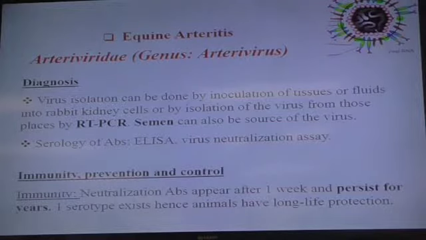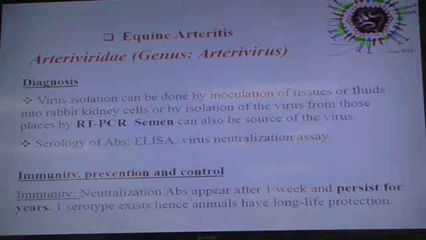But also we can use serology for identification or detection of the infection. The reason for this is because antibody stays for several years in these animals. So they mount a good antibody response that stays for some time. So then we can use ELISA and virus neutralization assay.